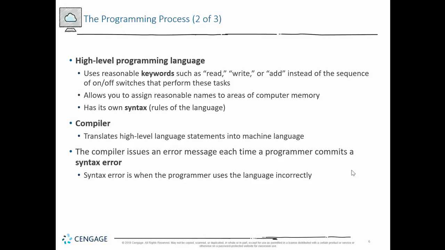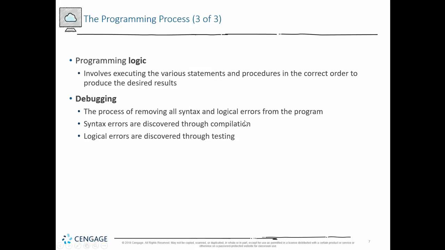With a translator, the program has to stop every time it finds an error. You have to fix it, then it goes on and it stops when it finds the next error. Okay? So we're working with a compiler.